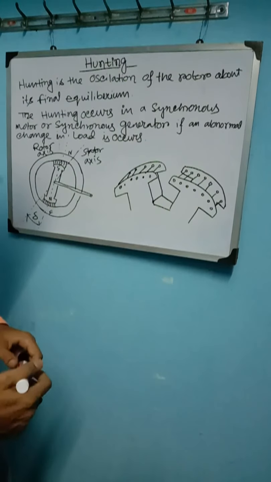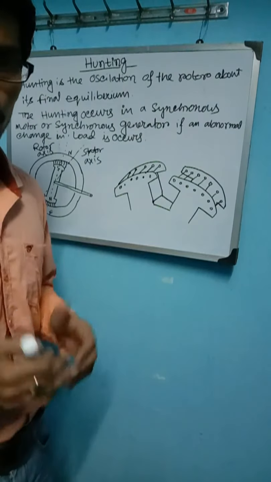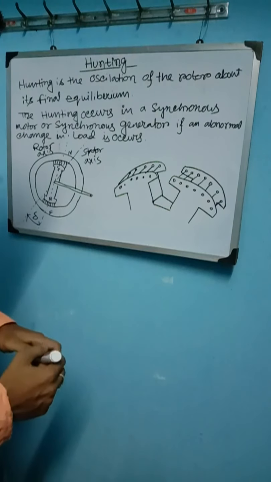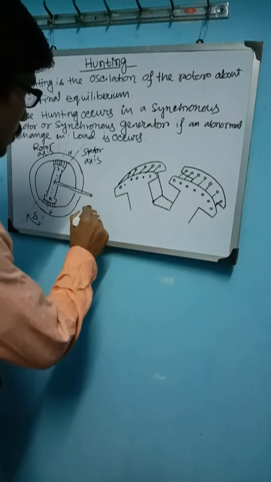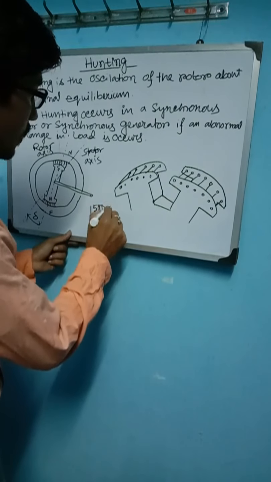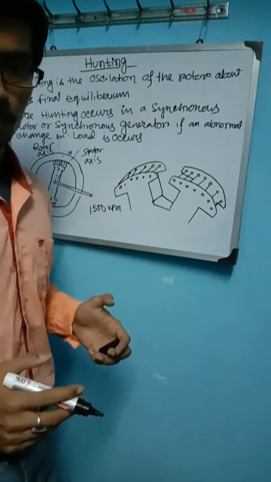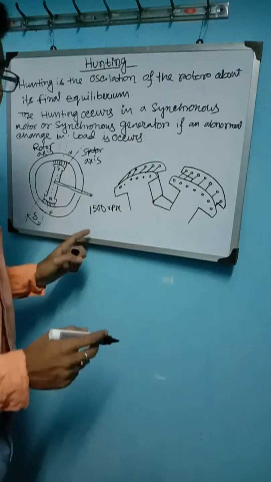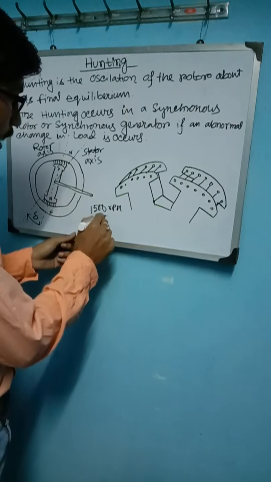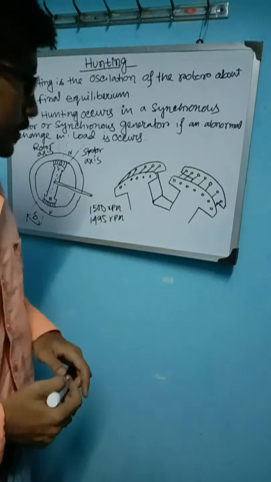Okay, now assume we suddenly increase some load. In that case, we assume that the rotor rotates at around 1500 rpm, and if we suddenly apply the load, the rpm is reduced to 1495 rpm.